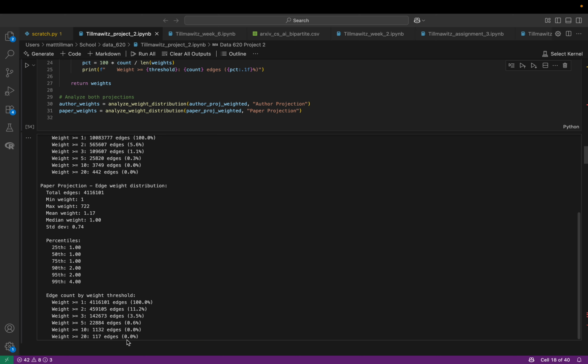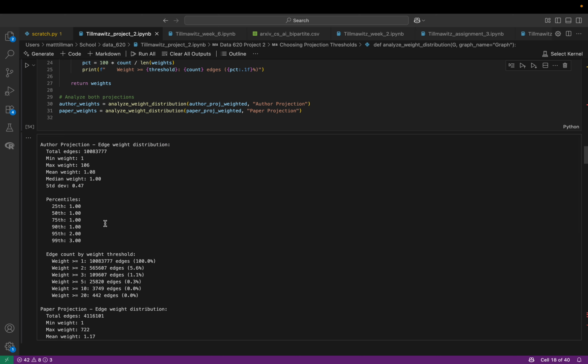As we look for a threshold, we can see very clearly the vast majority of edges have a weight of 1, with virtually no edges having a weight more than that value. And if we set our thresholds too high, we won't be able to draw any conclusions.